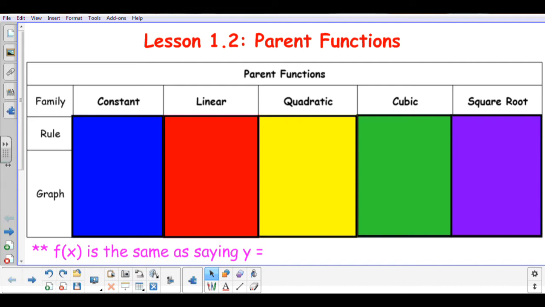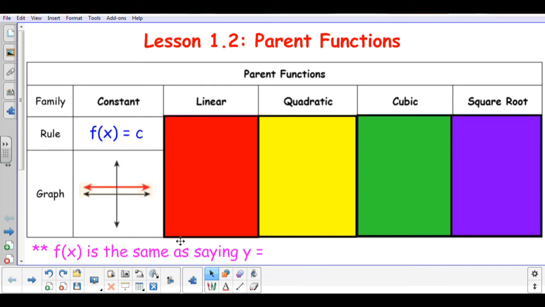So here we have 5 different parent functions that we're going to discuss in this chapter. The first function we have is the constant function. If you look at the graph, it's just a horizontal line. And if you look at the rule, all that says is this is the equation. Now f of x is the same as saying y equals. So this is really saying y equals c, which is the constant. So it would be y equals 1 or y equals 5. It gives us that horizontal line. We're not going to do much with constant functions since we reviewed them in our first unit, but this is what the rule would be.